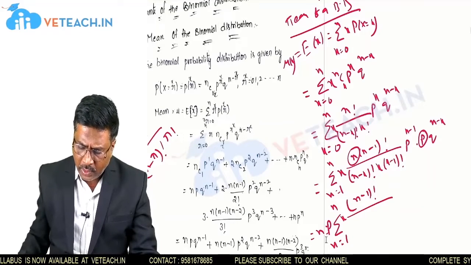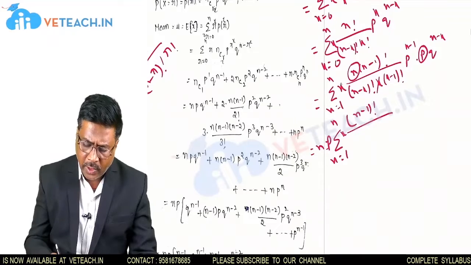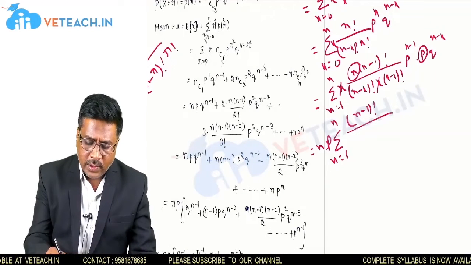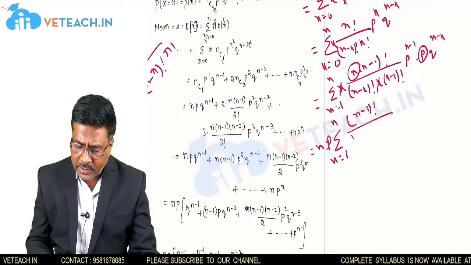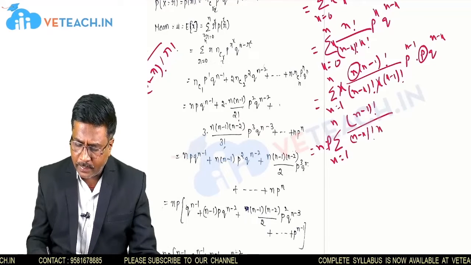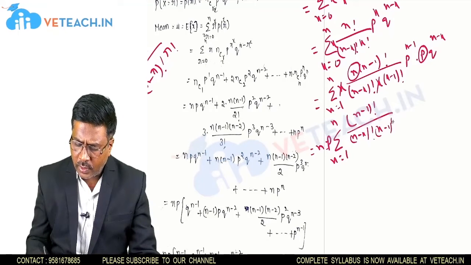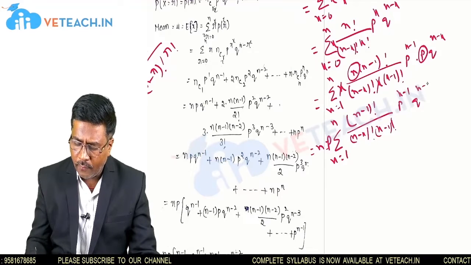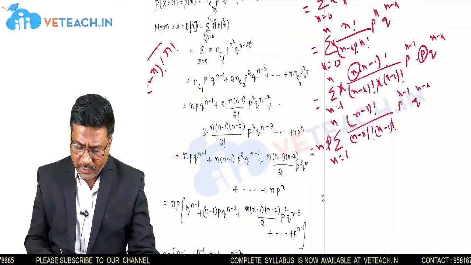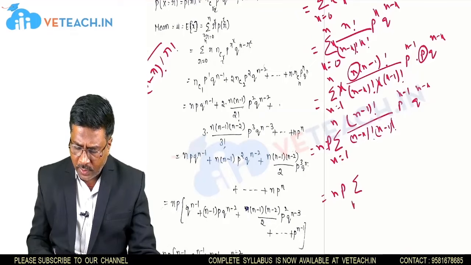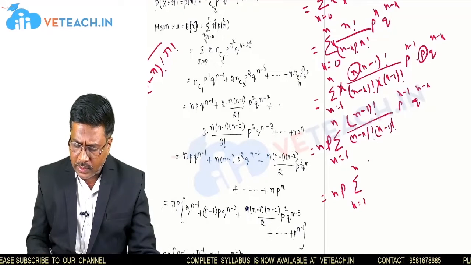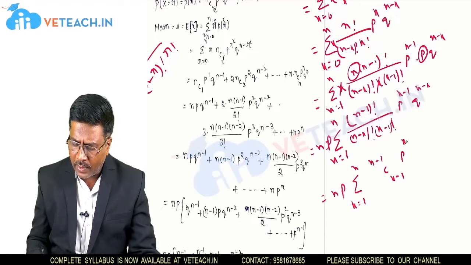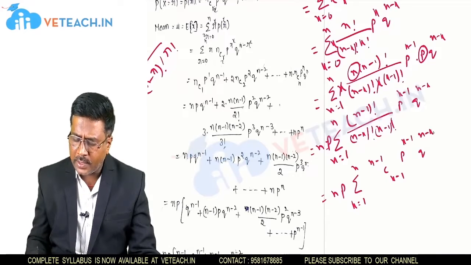So for that purpose only, I have to take here x, x has to be cancelled. x has to be cancelled. Then this value is n minus x factorial into x minus 1 factorial, x minus 1 factorial into p to the power of x minus 1 into q to the power of n minus x. Then this is equal to n into p into sigma of x is equal to 1 to n. So this is how you can write n minus 1 C x minus 1 into p to the power of x minus 1 into q to the power of n minus x.